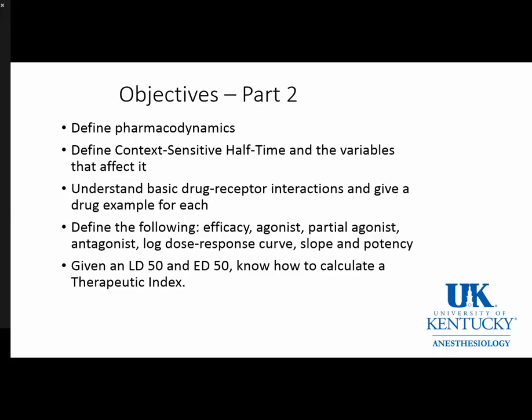The objectives are to define that term and define context-sensitive half-time and the variables that affect it, understand the basic drug-receptor interaction, and give a drug example for each. We will consider the following terms: efficacy, agonist, partial agonist, antagonist, log-dose response curves, slope, and potency. And finally, given an LD50 and an ED50, define what they mean and know how to calculate a therapeutic index.